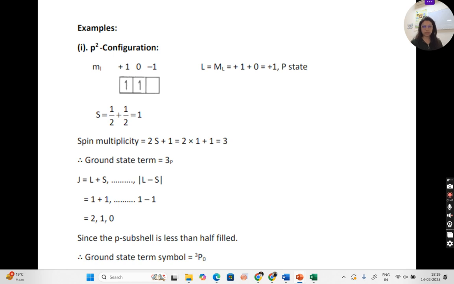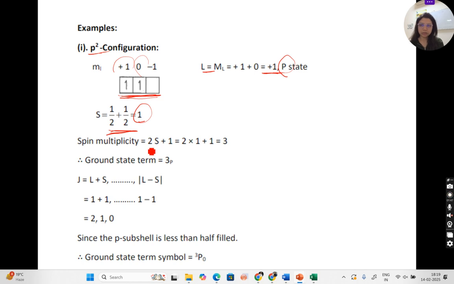Okay, quickly I'm repeating this example again. In the case of P2 configuration, we first need to write down the configuration according to the rule, which is this, and we will write plus 1 for this, 0 for this. For the calculation of L, we simply add these plus 1 and 0, which gives us the value of plus 1, which corresponds to the P symbol. And for the calculation of S, because we have 2 electrons, it is half of each, so by adding these, we get 1.